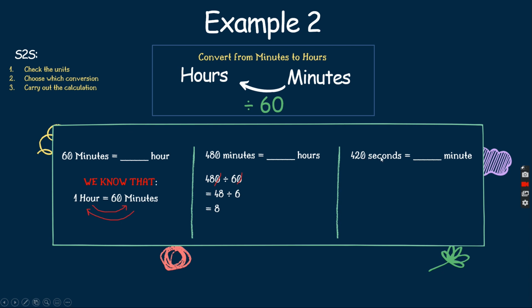Next, 420 seconds equals to how many minutes? Oh wait, that should be minutes and hours. Apologies. So class, this one should be minutes and this one should be hours. Nevertheless, it's still the same. We just need to divide by 60, and these zeros cancel out. Then it becomes 42 divided by 6, which gives us 7, and the answer is 7 hours.